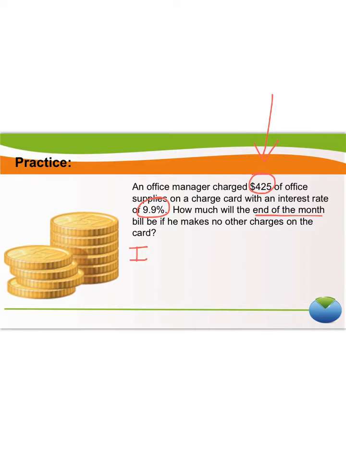So let's start just by finding the interest. So we know that's principal times rate times time. He charged $425. That's my principal. The rate is 9.9%, but I want that as a decimal. So that's 0.099. Now we're talking 1 month. Let me do some work down here. 1 month. We need that as a year.